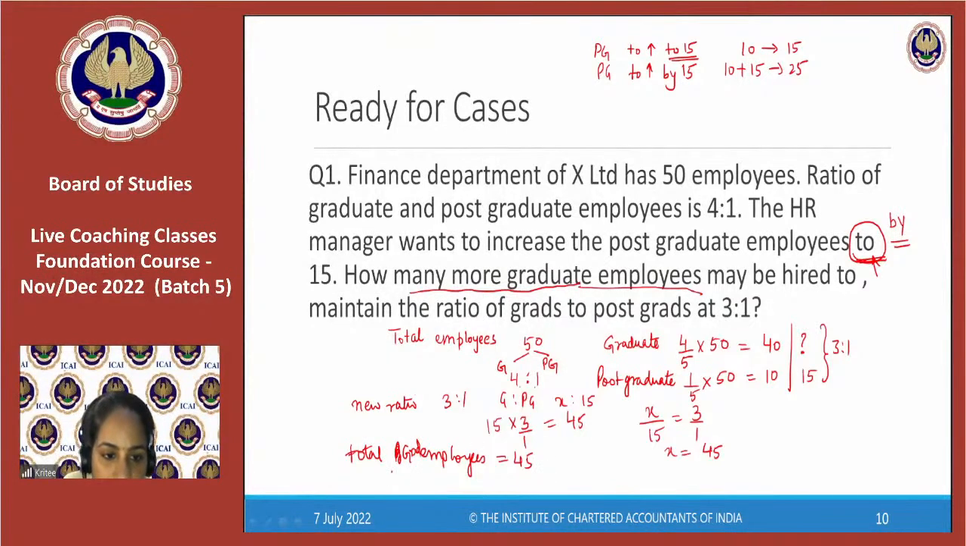So we already have how many graduate employees? 40. So how many more do we need? We need 5 more. Very good. I've got those answers initially. Very good.